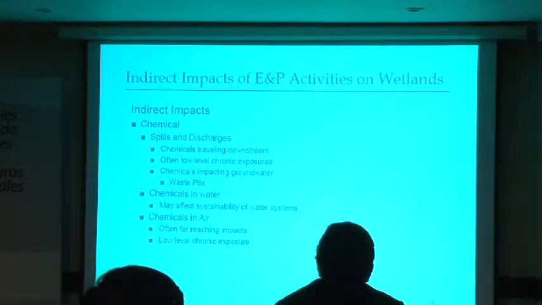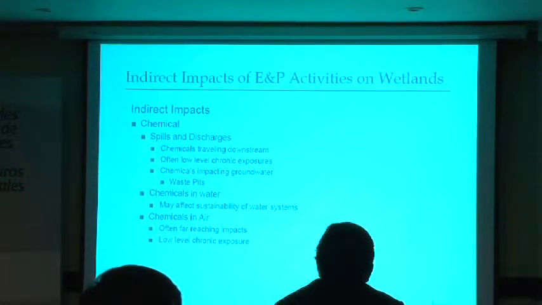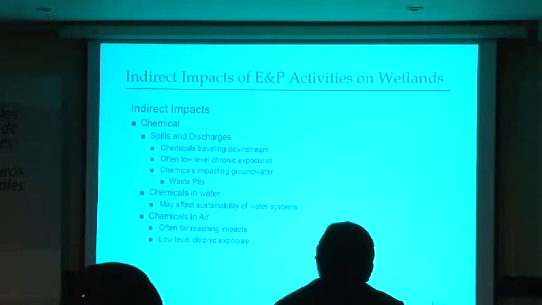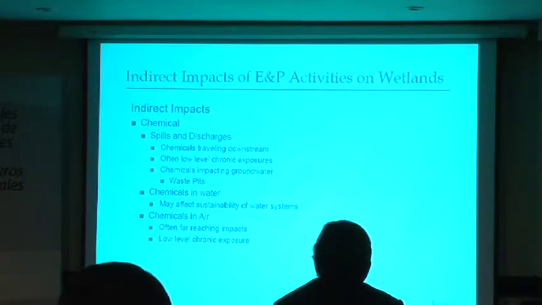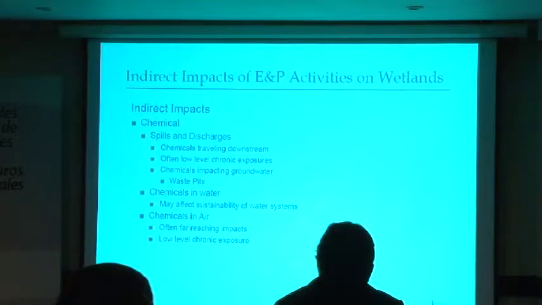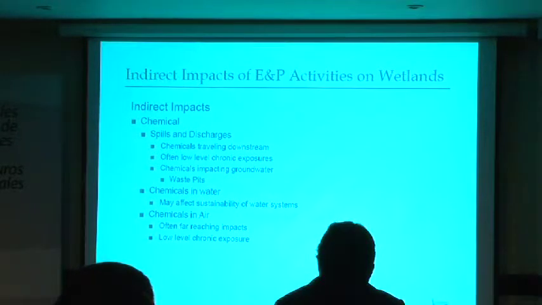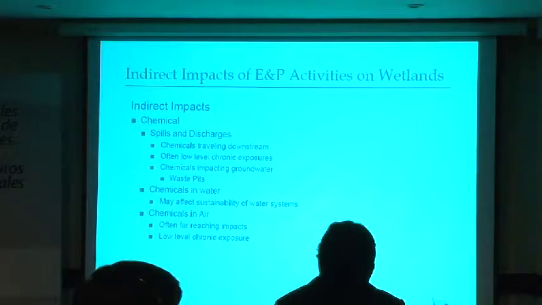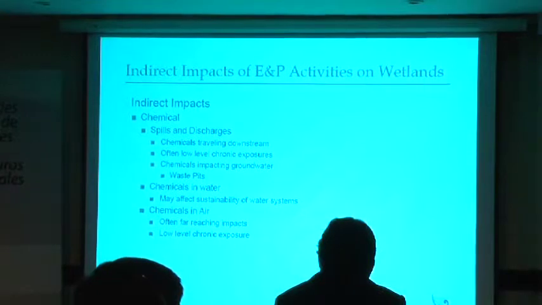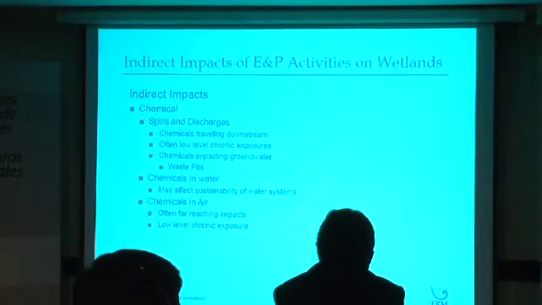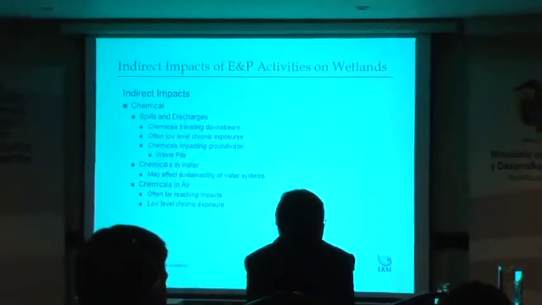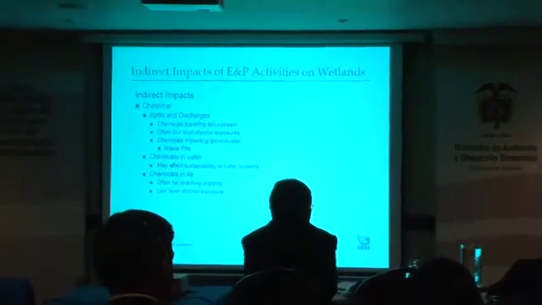Chemicals in the water can affect the sustainability of the water system. So we've seen in a lot of places in the United States where we have groundwater contamination from an operation that lasts for a long time after that operation is gone, because the contaminants are in the groundwater and they don't tend to move very fast in the groundwater. And once they're in the groundwater, they're very difficult to remove. So trying to keep them out of the groundwater from the beginning of the project is the best way to go. Chemicals in the air can have far-reaching impacts.